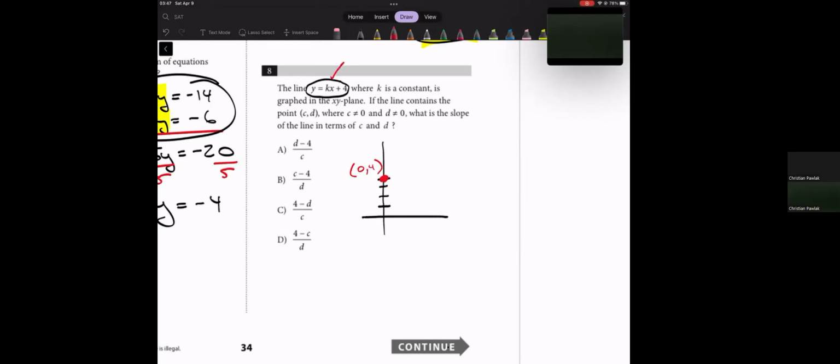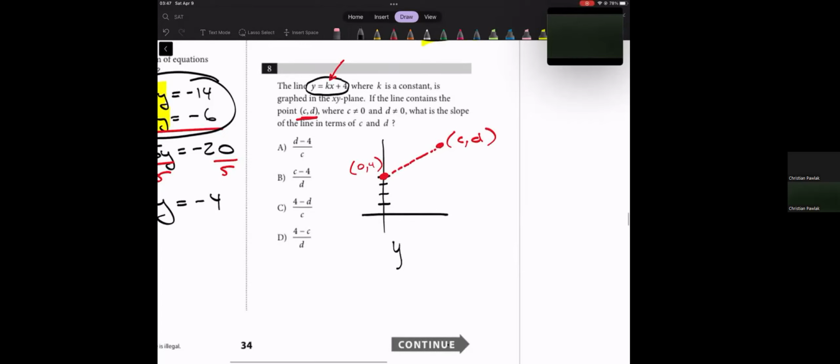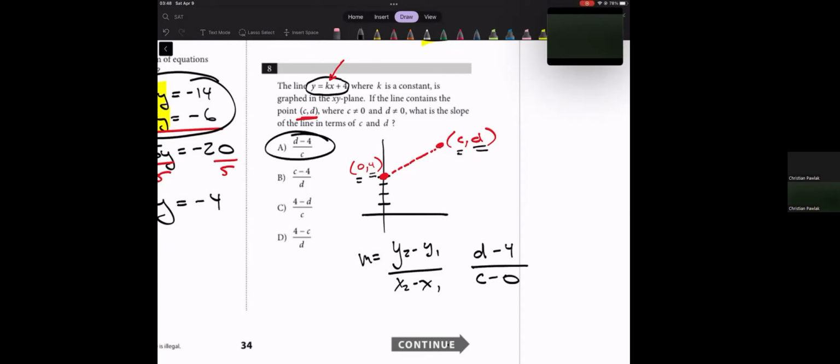Now, I don't know what the slope is. Remember, k is the value in front, and that's the slope. I don't know what the slope is, but I do know it goes through (c, d), because it did tell me that right here. As a result, because I have both of those, I should be able to come up with the slope from 2 points. The idea is slope will always equal y2 minus y1 over x2 minus x1. So if I do d minus 4, of course, the y2 minus the y1, over c minus 0, that simplifies to c.